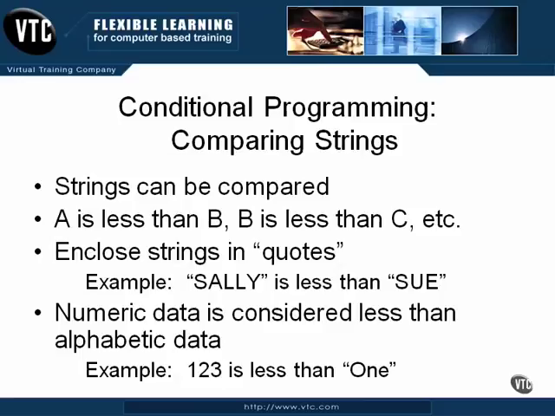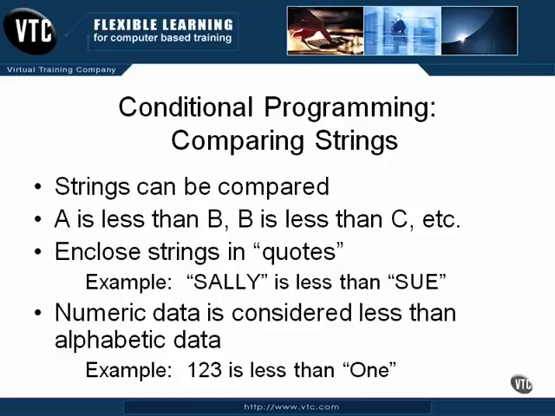Recognize that A is less than B, B is considered less than C, C is considered less than D, and so forth. This is based on a coding scheme that is produced by the American National Standards Institute. You will want to enclose the strings that you're trying to compare in quotation marks. You'll see the example of "Sally" is less than "Sue."